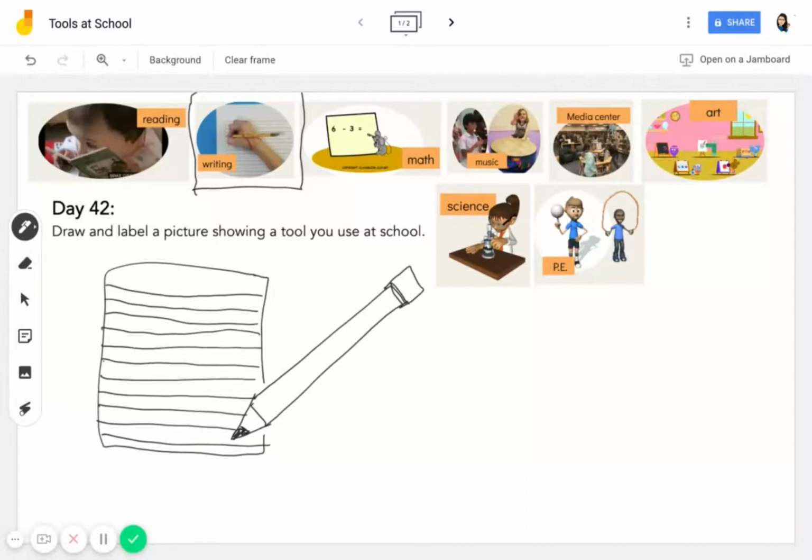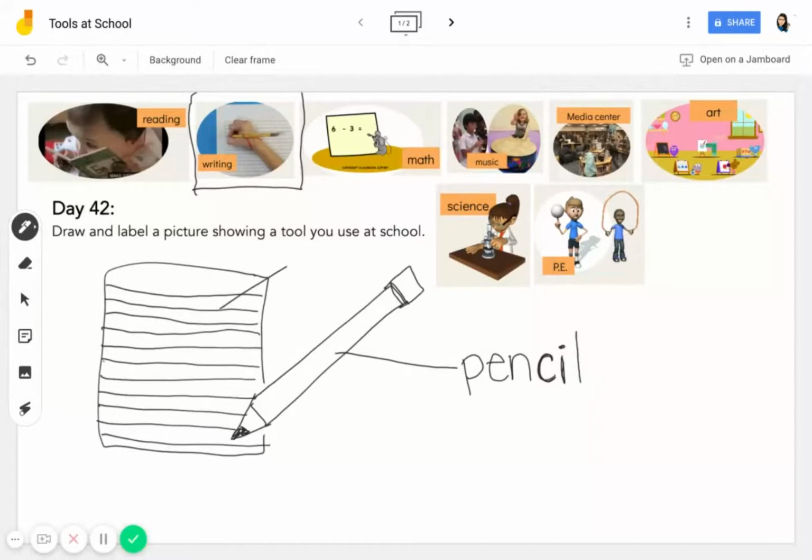Now that I drew my picture, I'm going to label my picture. That means I'm going to write the word that describes the picture. So this is a pencil, so I'm going to write pencil. P, E, N, S, O. Now I know it says S right here, but I use C because whenever C is with I, it says S. Pencil.